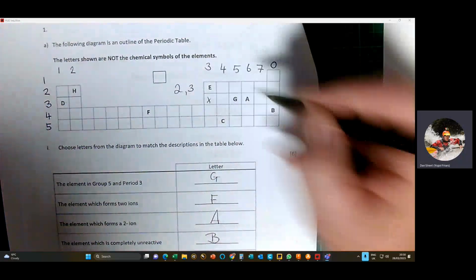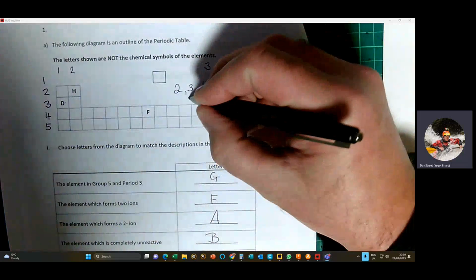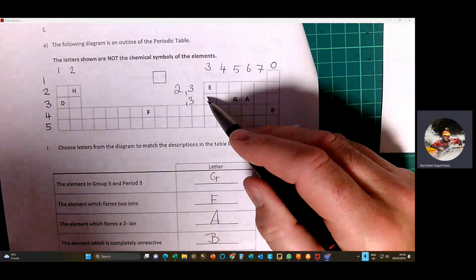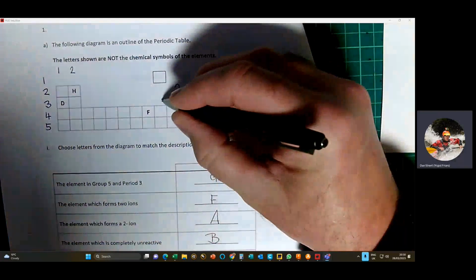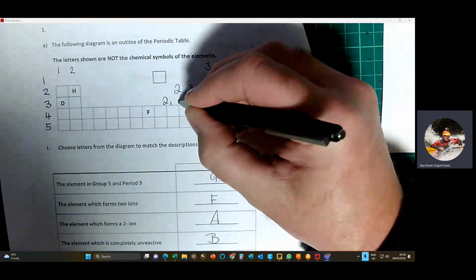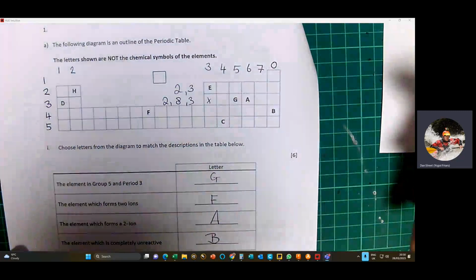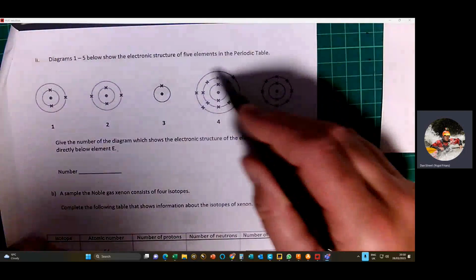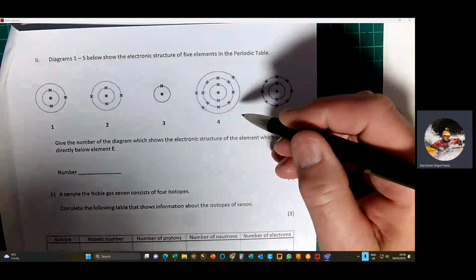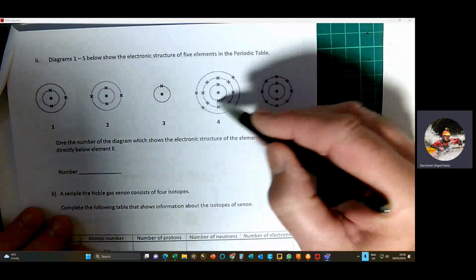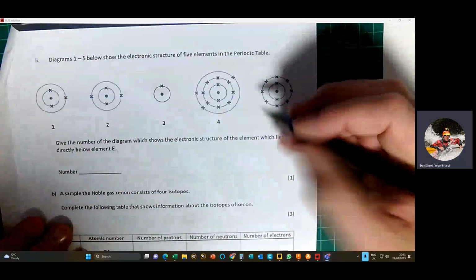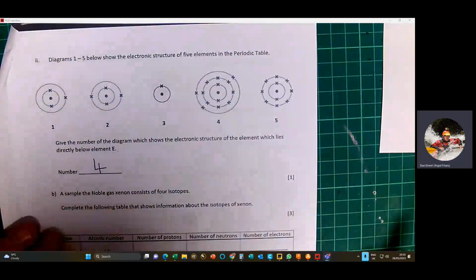So this element here is also going to have 3 electrons in its outer shell, but it's going to have 3 shells occupied. Both of the other 2 are going to be full. So we already know that the first shell is full with 2 electrons in it, and the second shell is full with 8 electrons in it. Therefore, the electron configuration of this element here is 2, 8, 3. Now, if we have a look at the available diagrams, there's actually only one diagram that's got 3 shells. And if we just double check to make sure that we've not made a mistake, 2 electrons in the first shell, 8 electrons in the second shell, and 3 electrons in the third shell. So that means the answer is number 4.